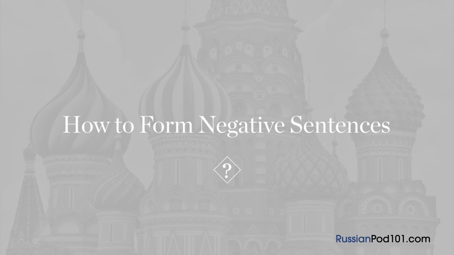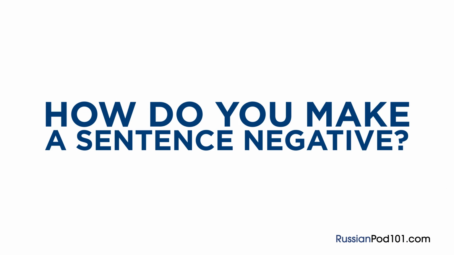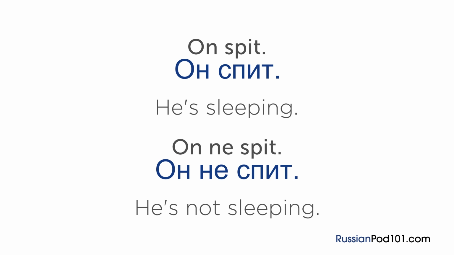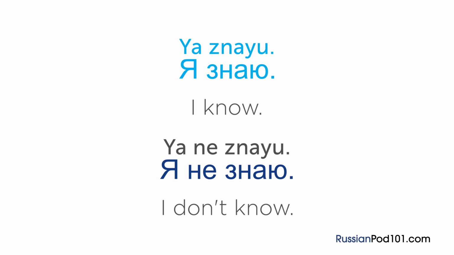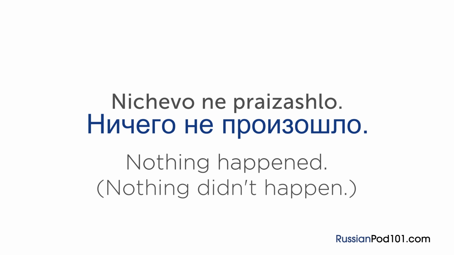Now you know how to create basic sentences in Russian, but how do you make a sentence negative? Negation in Russian is easy. Just add "не", meaning no, before the verb. Он спит. Он не спит. Я знаю. Я не знаю. Unlike English, Russian permits double negatives. So in English, you would say, nothing happened. But in Russian, we would say, nothing didn't happen. Ничего не произошло. You can form many basic negative sentences in Russian by placing no before the verb.